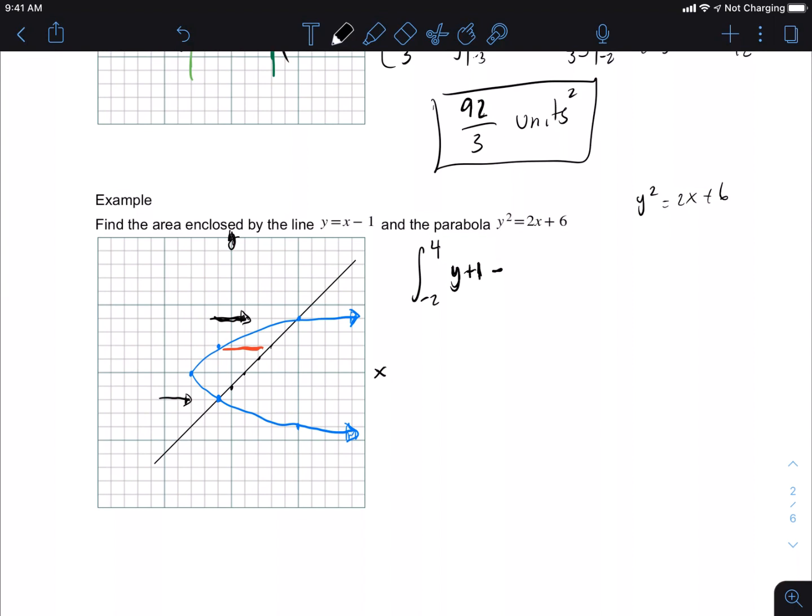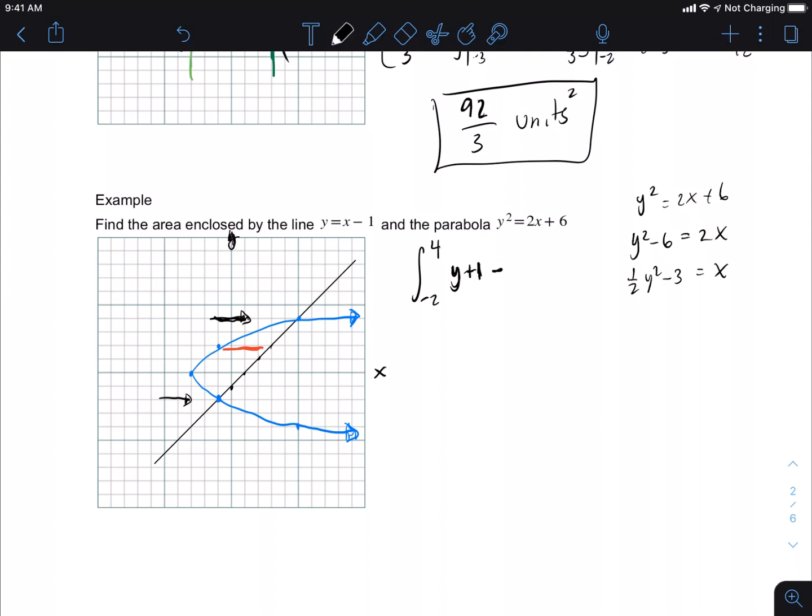You isolate it. Okay, so tell me what to do. So subtract 6 and then divide by 2. We're going back to algebra 1. Now what? Divide by 2. Wonderful. So I'm going to get 1/2 y squared minus 3 is my x.